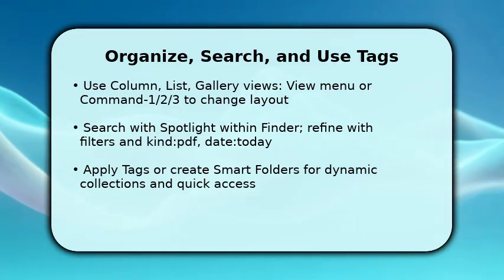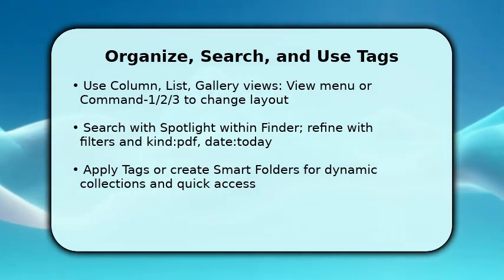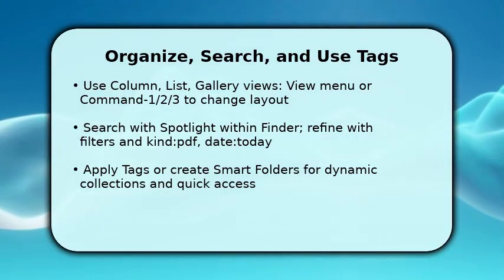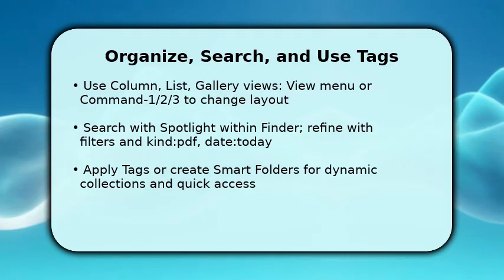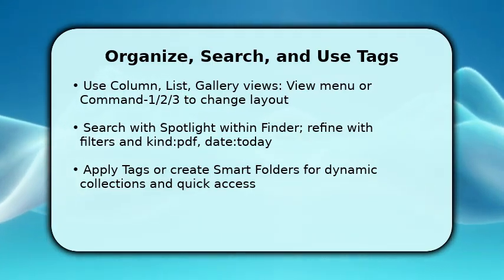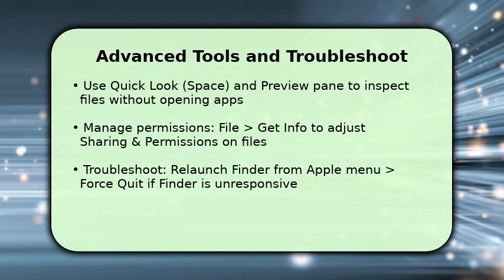Use the search box and type filters like kind, PDF, or name, report, then click This Mac or current folder to narrow results. Apply tags to files for cross-folder grouping, and create smart folders for auto-updating collections based on search rules. Once these are in place, your files finish by using Finder's advanced tools and handling a common problem.